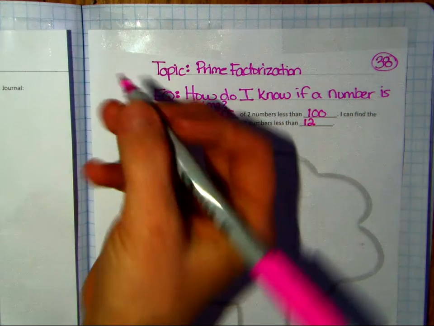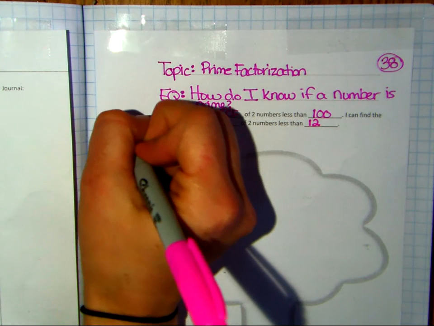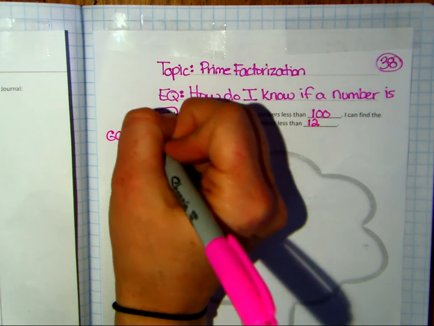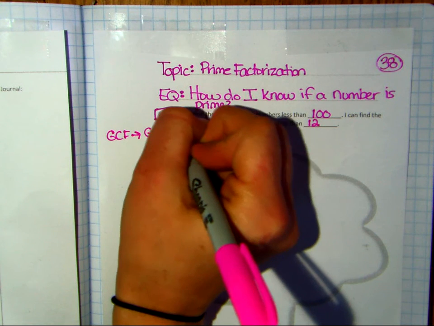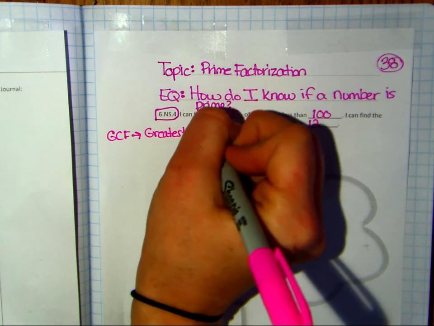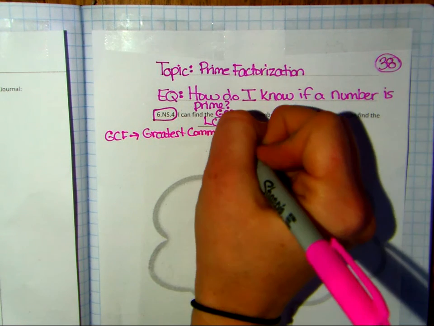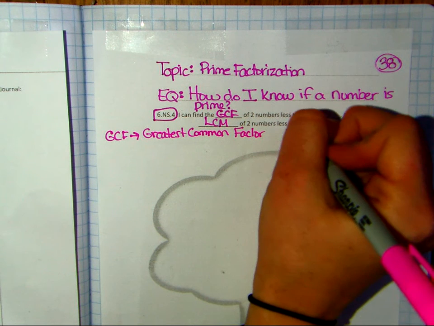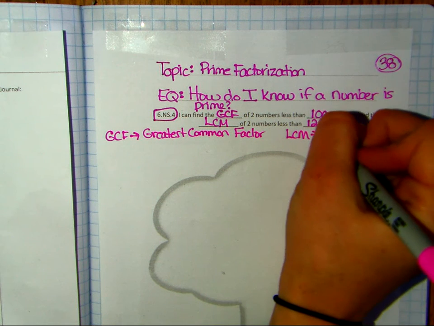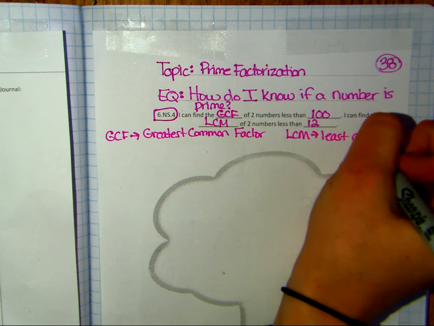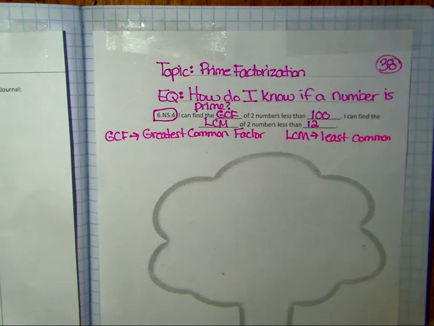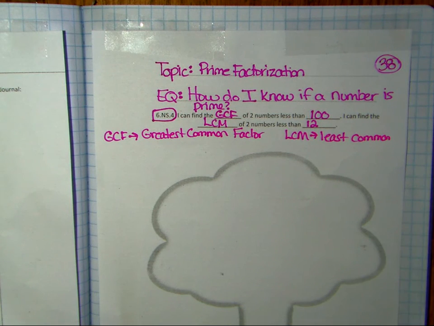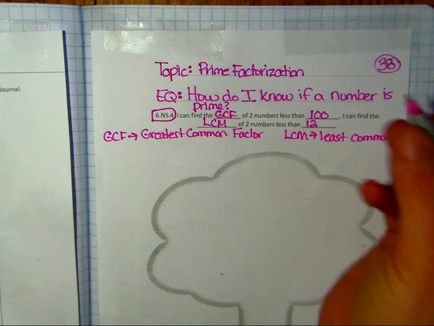And before we begin, we need to remember that GCF refers to greatest common factor, while LCM is referring to least common multiple.